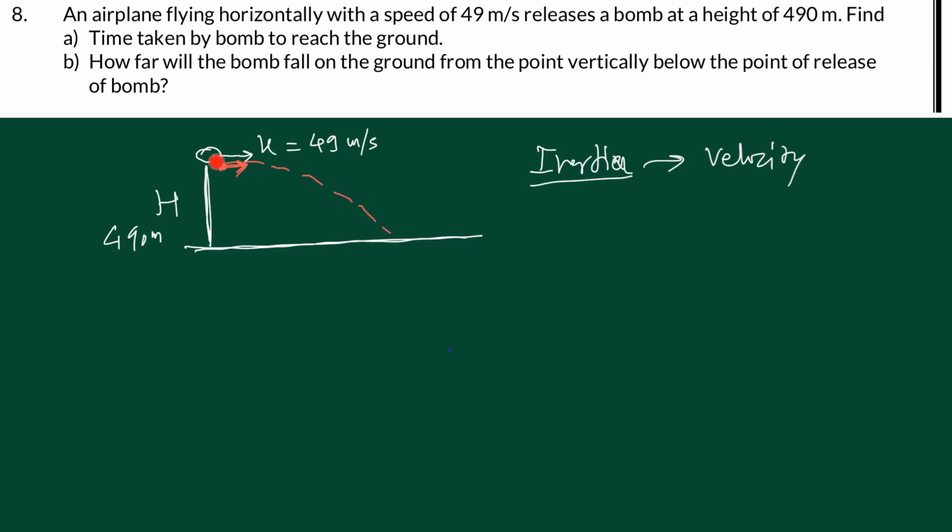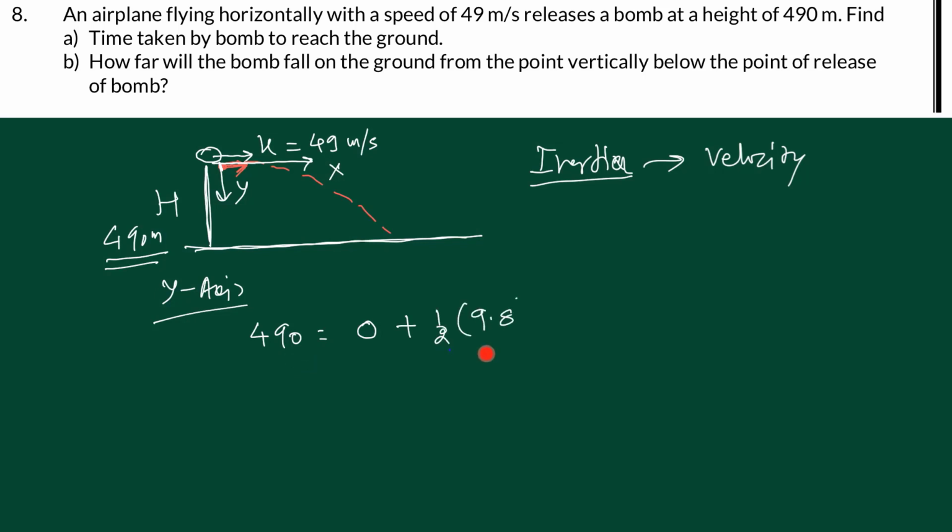How to solve? Start with what? X-axis and y-axis. Suppose this is the x-axis, this is the y-axis. We have to find the time taken. How do you find time? Component of displacement, initial velocity component, acceleration. So obviously we'll consider motion along the y-axis. How much is the displacement along the y-axis? 490. So 490 equals, how much is the y component of velocity? 0 plus half, how much is a? 9.8 into t naught square. Simplify, you will get t naught.